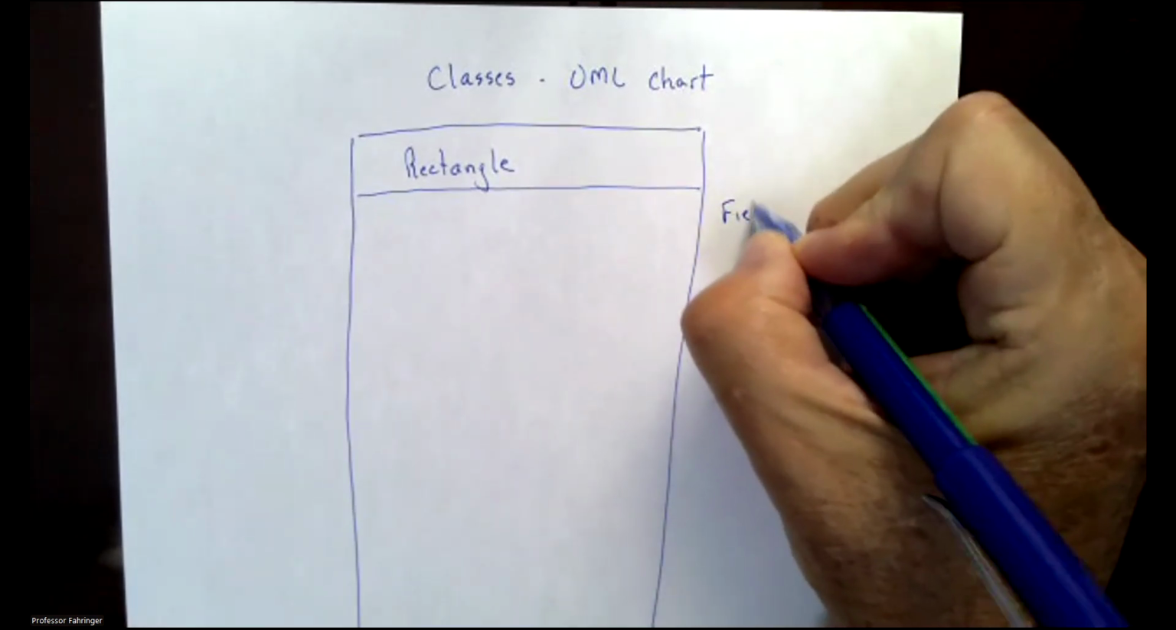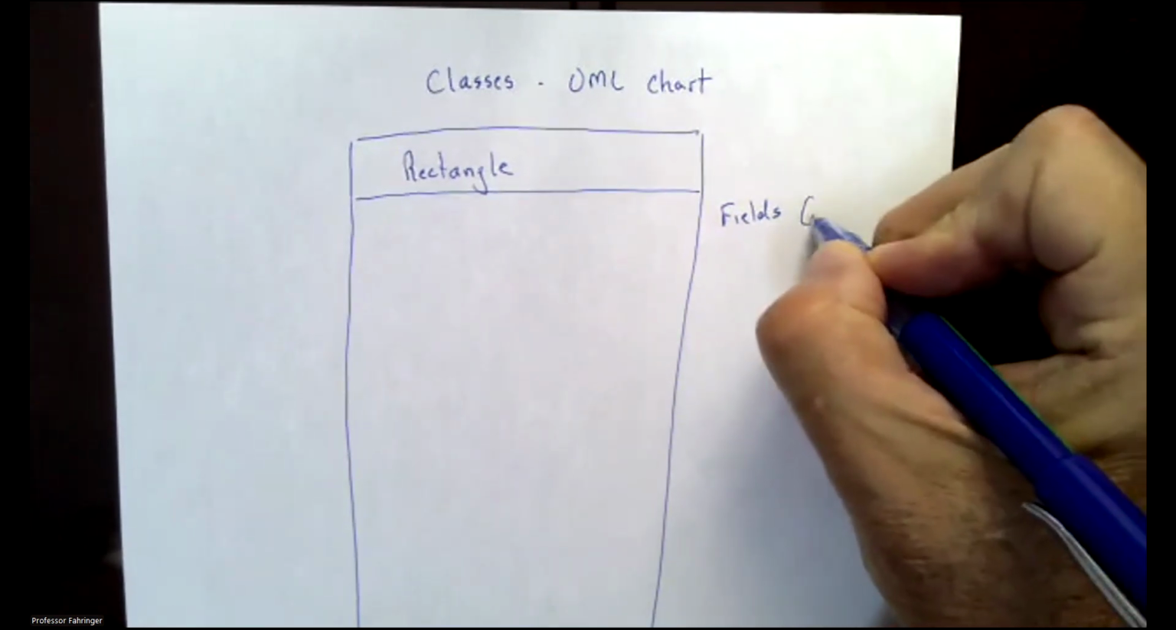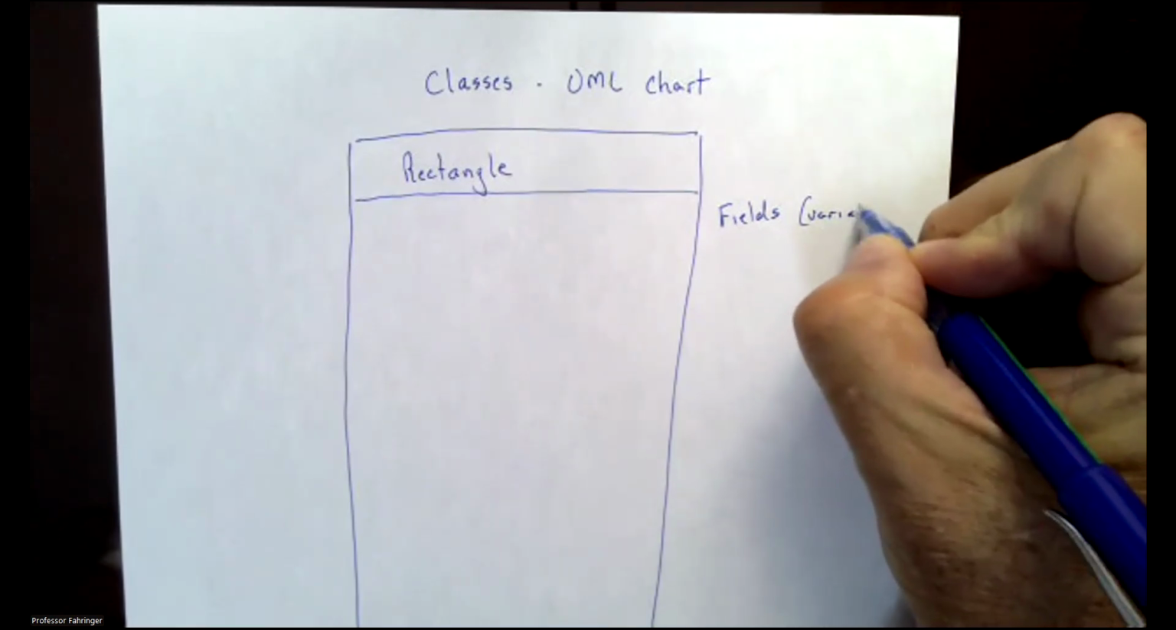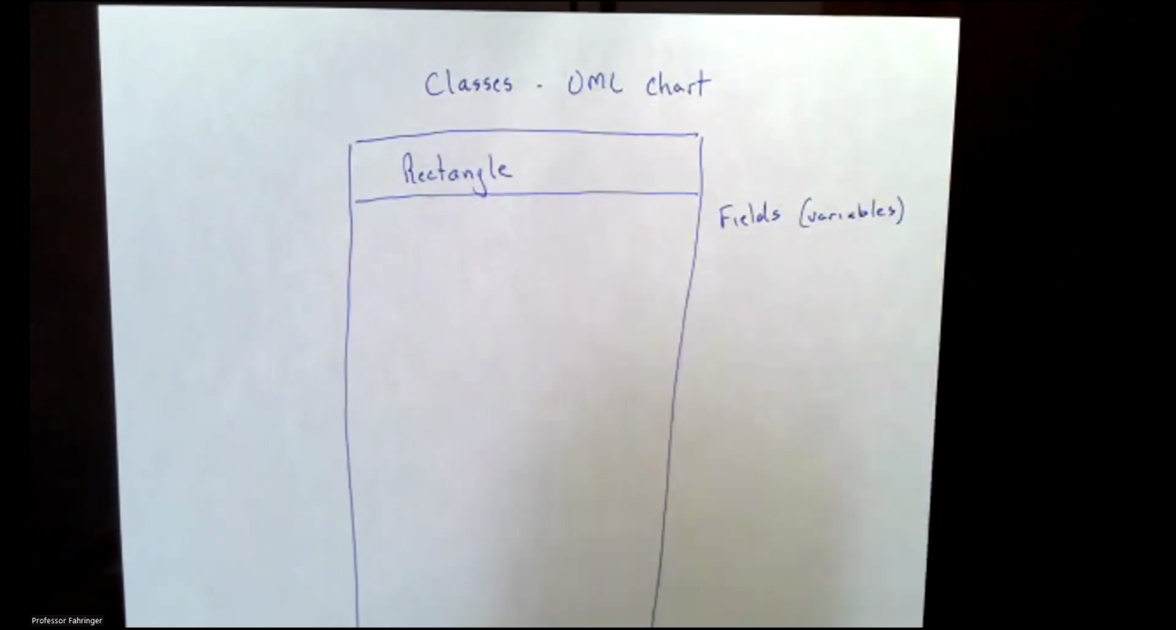Fields, variables, whatever you want to call them. What did I need for rectangle? What were the two things needed? What do we need to know about rectangle? I can tell you anything else in the world about a rectangle if I know it's what?